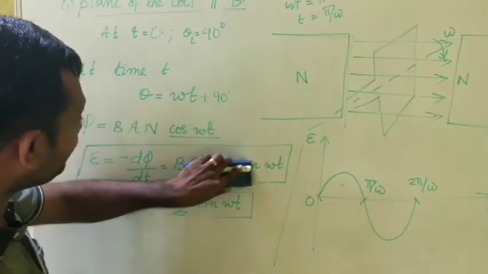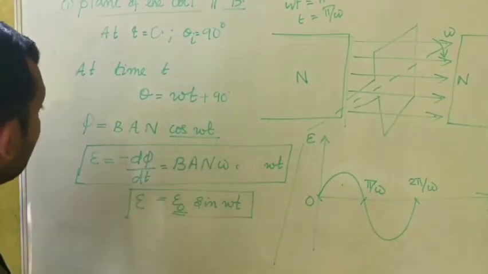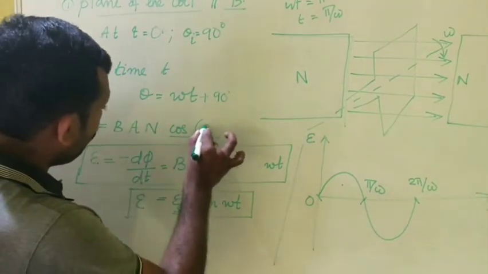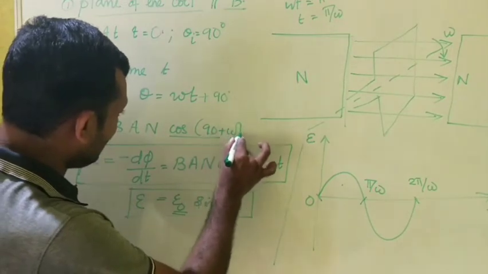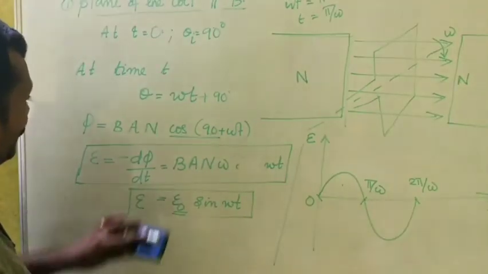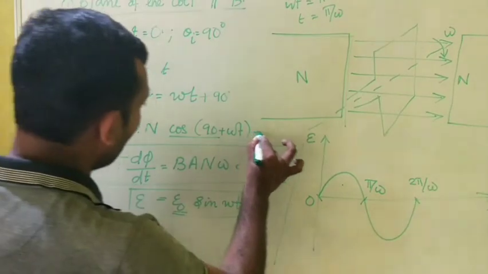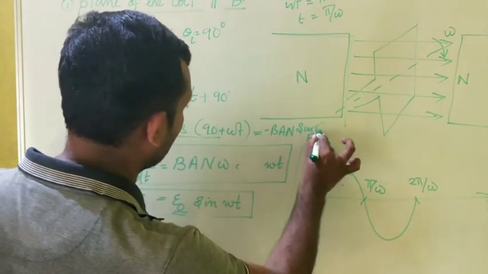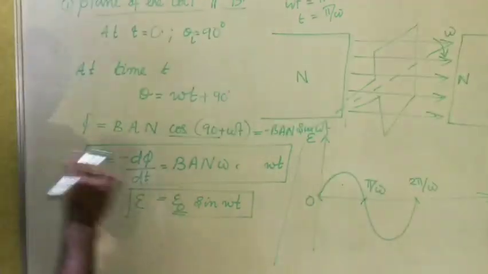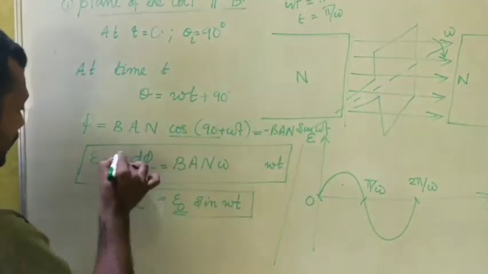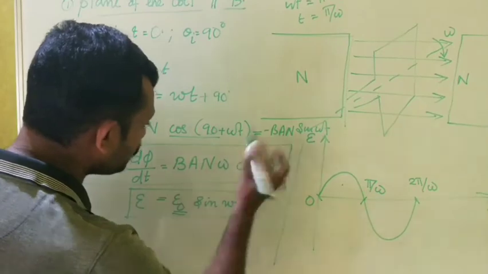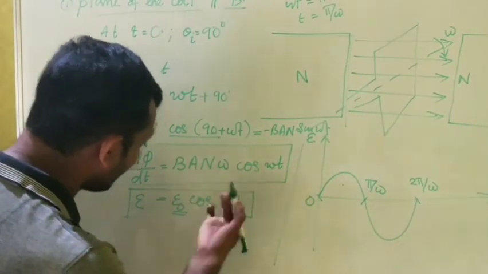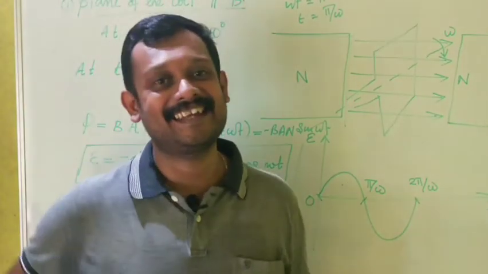In this case, flux is BAN cos of 90 plus omega t, that is equal to minus BAN sin omega t. In this case, after differentiation, you will get one minus here, another minus comes here, cos omega t. Suppose you are getting an equation like this, epsilon is equal to epsilon 0 cos omega t.